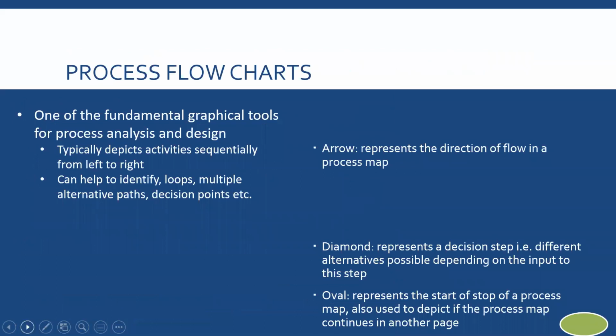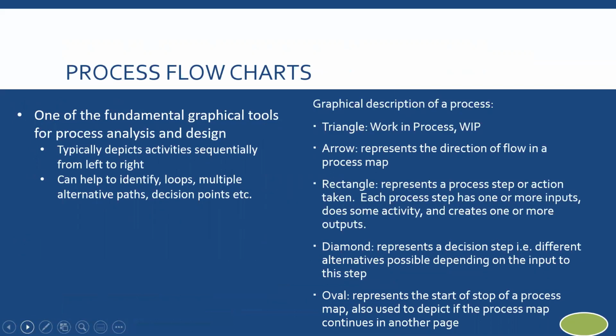Okay, let's talk about the different shapes of the flow charts or the process map. So we'll start with the first one, the triangle. The triangle is a symbol that we use to represent the work in progress. Inventory could be used as a triangle. The arrow represents the directions of flow in the process map.